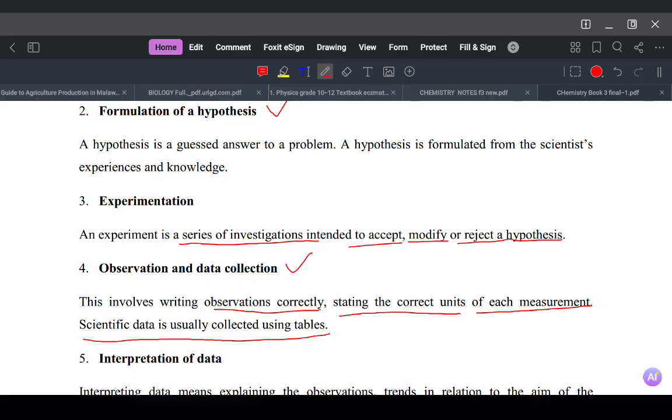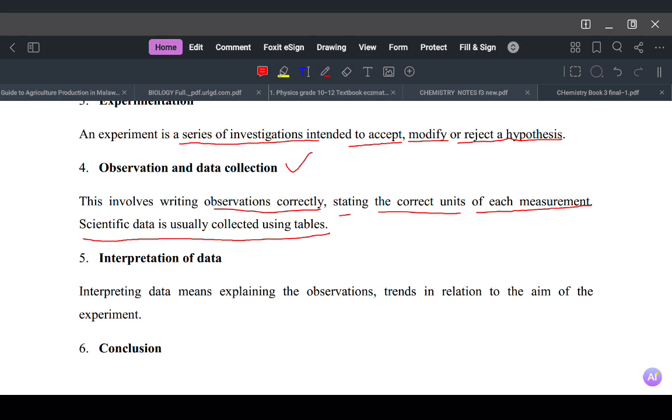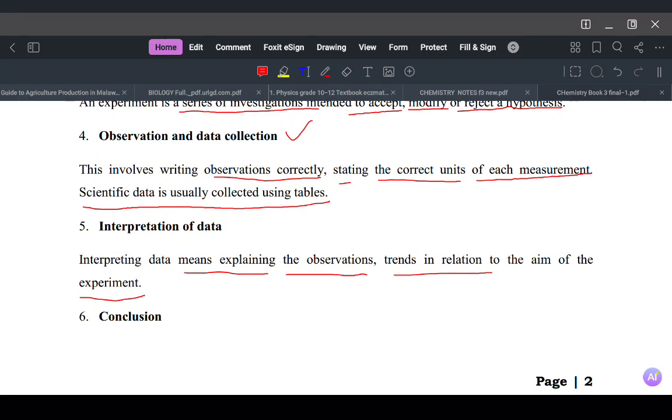And then the next stage, which is stage number 5, is to interpret data. So you make sense out of the data. You attach meaning to the data that you collect. So interpreting data simply means explaining the observations, the trends, if there are any, in relation to the aim of the experiment. Then lastly, you make a conclusion.